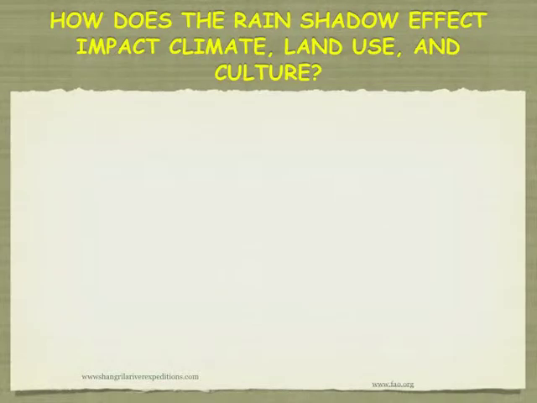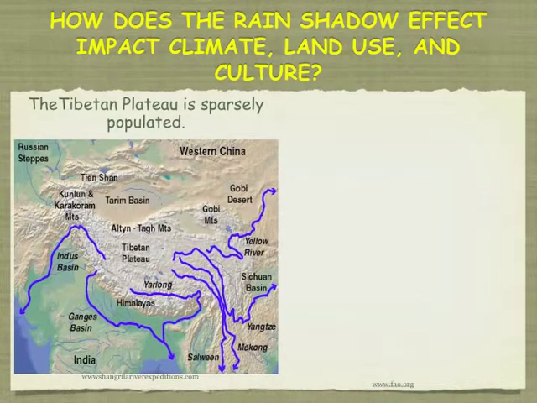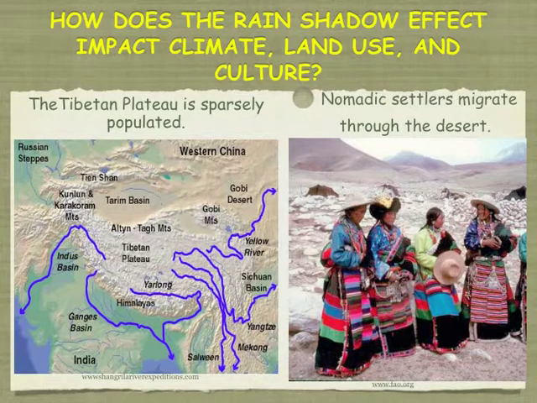As you can probably imagine, the rain shadow effect has a significant impact on both climate and culture in areas we've discussed. The arid conditions in the Tibetan Plateau and Gobi Desert cause the region to be sparsely populated. The region is home to a nomadic population. Many of the people who live within the Tibetan Plateau and Gobi Desert often move in search of adequate food and water to sustain their lives.